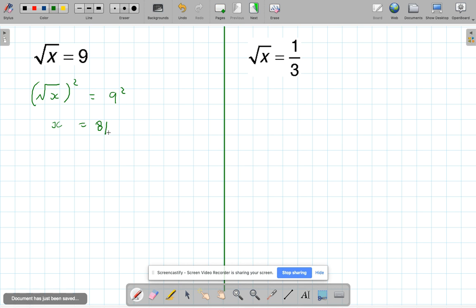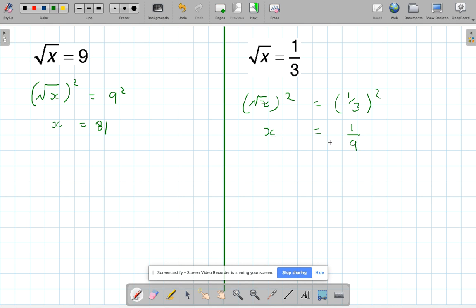We're going to go back and check it. So we have 81 square rooted is 9. Works perfectly. We can do the same thing with fractions. So we can take our x squared and we square it, and that would just give me x. So now we square the fraction. When we come to square the fraction, how we do that is we square the top number, so it's 1 squared, and we square the bottom number, so it's 3 squared.